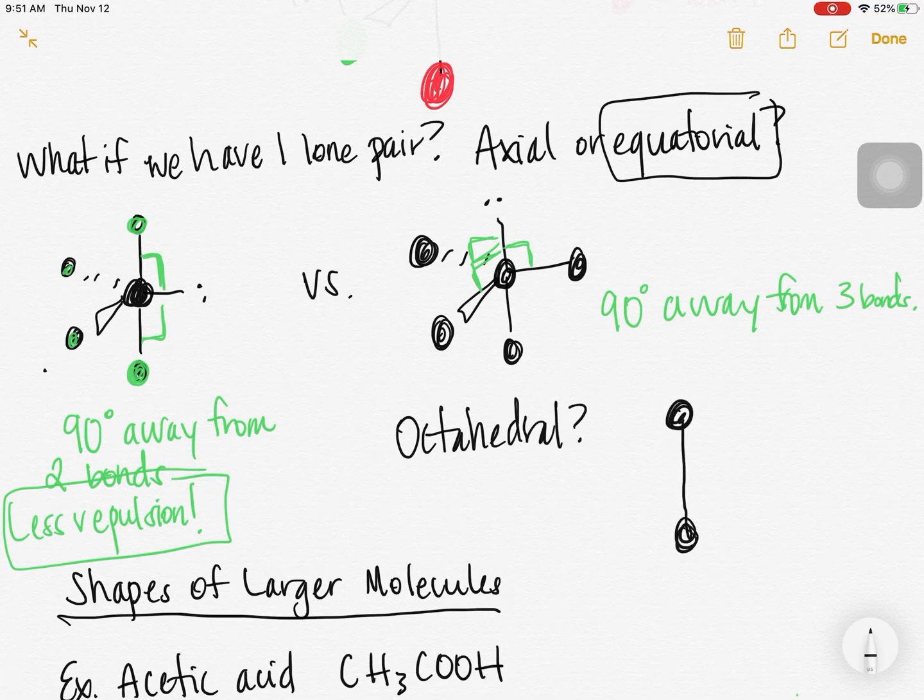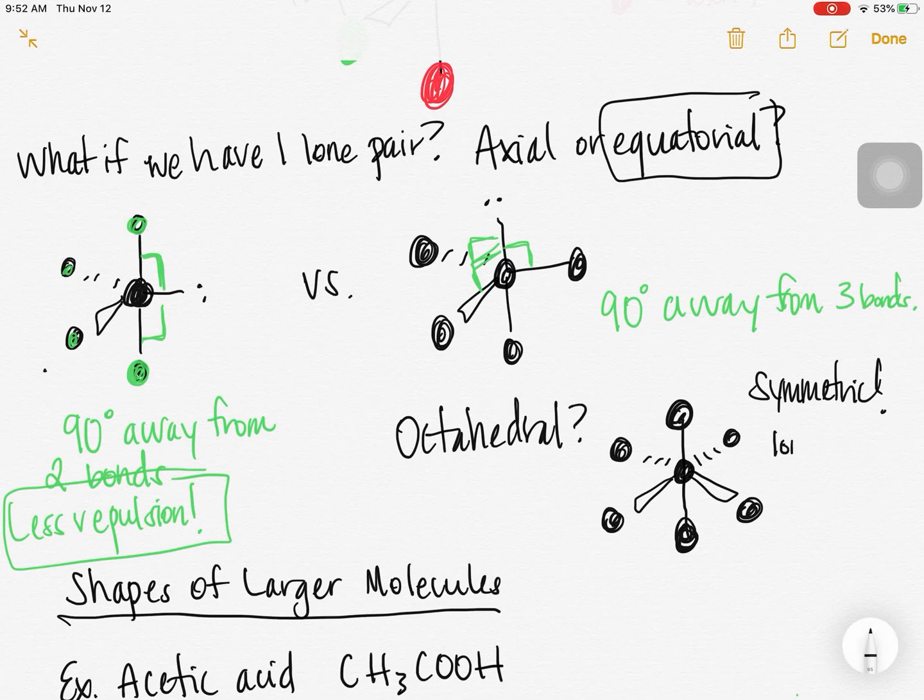Okay. Now, what if we talk about an octahedral? Oop! I forgot my center. Okay, an octahedral is a perfectly symmetrical molecule. So there really are no axial or equatorial positions, because if you rotate the thing, there's no difference. So we don't really discuss axial or equatorial here. In an octahedral, we put the lone pair somewhere. Wherever the lone pair goes, it doesn't matter, because again, it's perfectly symmetrical.